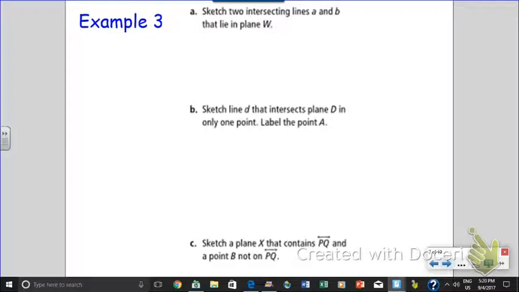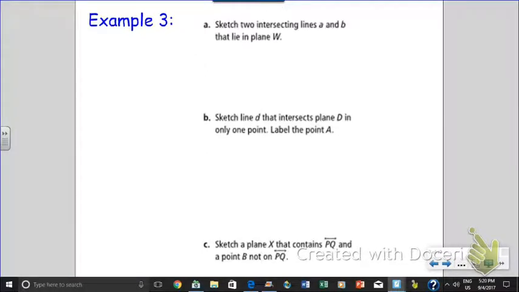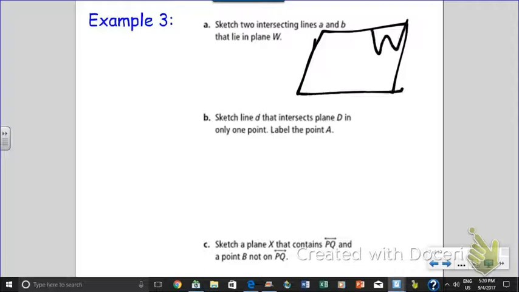Our next example is to do some sketching. Sketch 2 intersecting lines A and B that both lie in plane W. We'll start with our plane W, intersecting lines A and B. Now, because they're naming the lines, we write it at the end of the line or next to the end of the line.